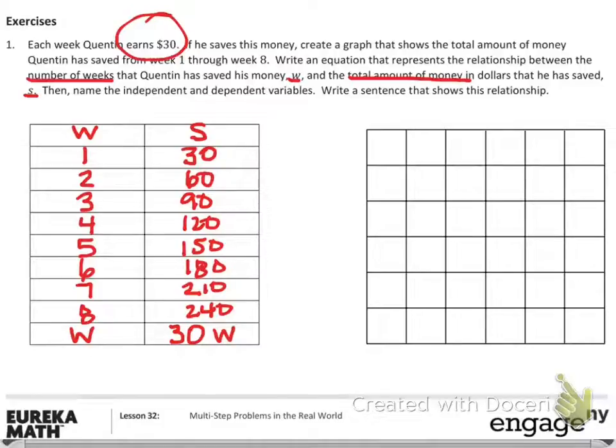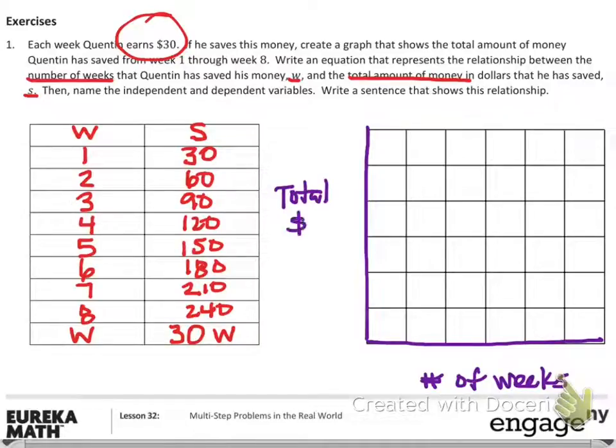All right? Now, to make the graph, let me switch colors here. How about purple? W will go on the x-axis. So W is the number of weeks that he's saved. That's going to go on the x-axis. And the dependent variable goes on the y-axis. So that is the amount of money that he saved. So total dollars saved. Okay, so we label that. Total dollars saved.